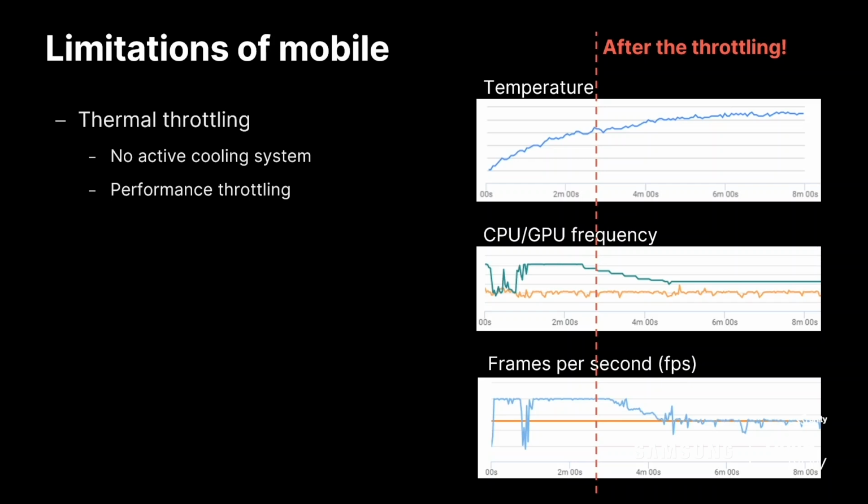So the graph on the right shows a before and after of heat control. If you look at the graph, the CPU frequency stays fairly high at first, and then as soon as the heat builds to a certain point, we start to experience throttling. The CPU frequency starts to drop fairly fast, and at the same time, as a result, the frames per second also fall very sharply.